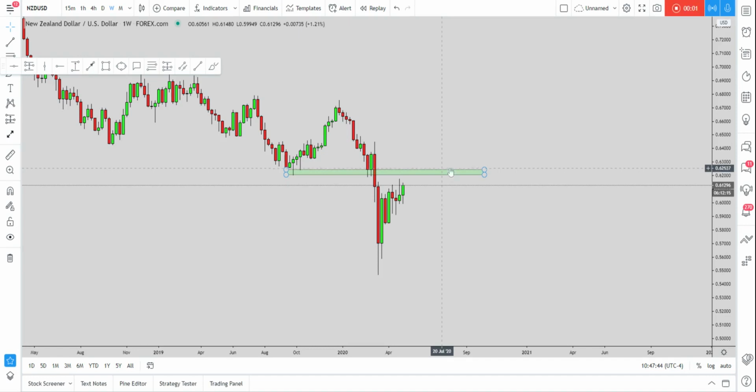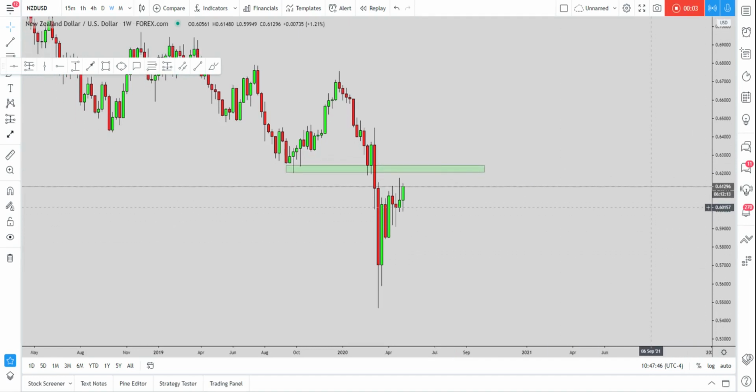Okay, so what kind of situation do we have at the moment on NZD USD from a weekly perspective? Now, on the weekly time frame, clearly we have a market that has previous support here, again support here, and all this support is now turned resistance at this area.